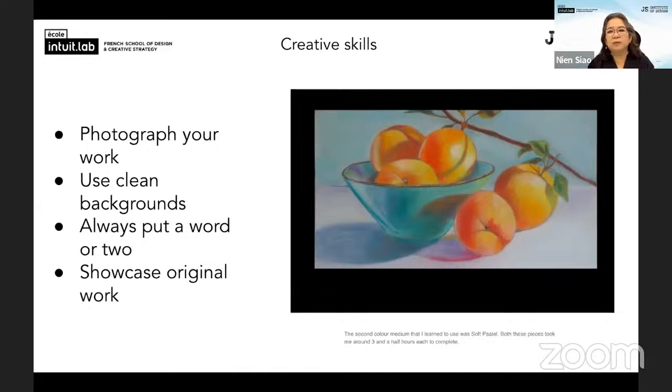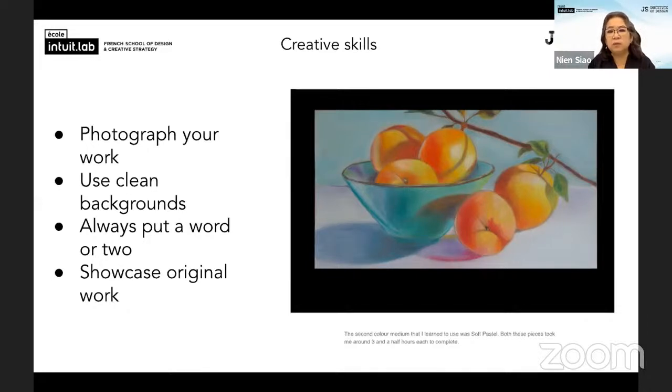You can see this painting or the sketching has been placed on a black sheet. That immediately brings out the visual of the sketch. So you can photograph your work. Make sure your background is very clean, not chaotic. If you'd like to put a word or two that expresses it better, but always showcase your original work.